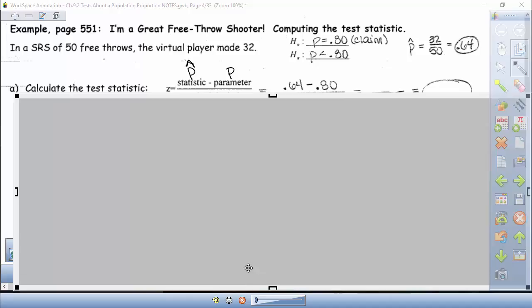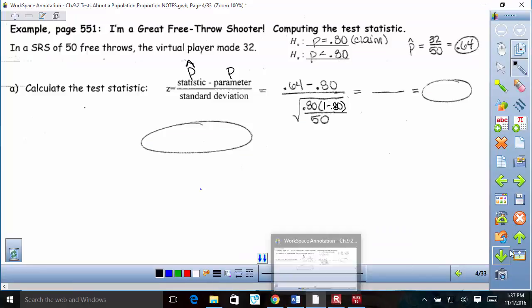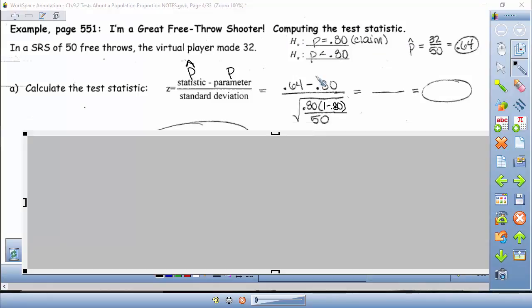Now, there's a formula for standard deviation, so let's look at the formula. Which one of these things is it? Bottom one. What did we just say our p was? 0.8 times 1 minus 0.8 over n, which is 50. Very good. All right. So, now you've got 0.64 minus 0.80. There's your formula for the bottom, standard deviation.